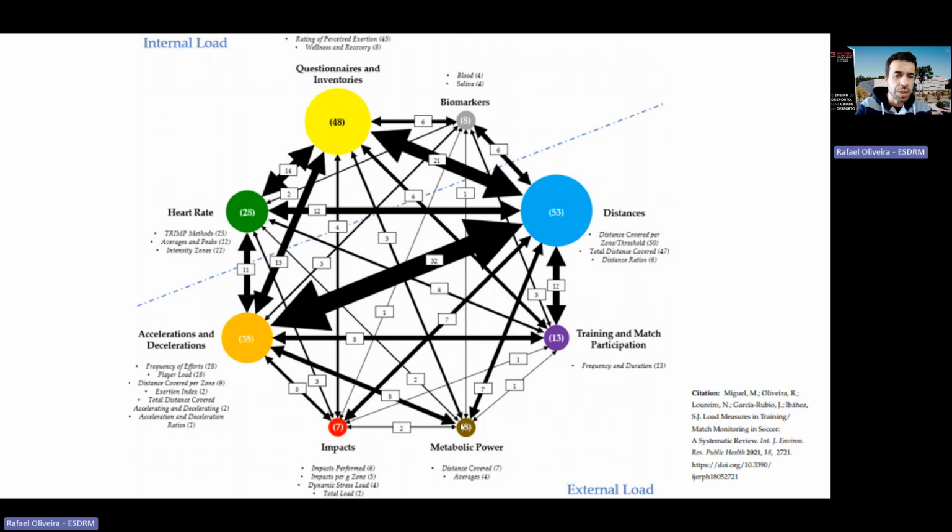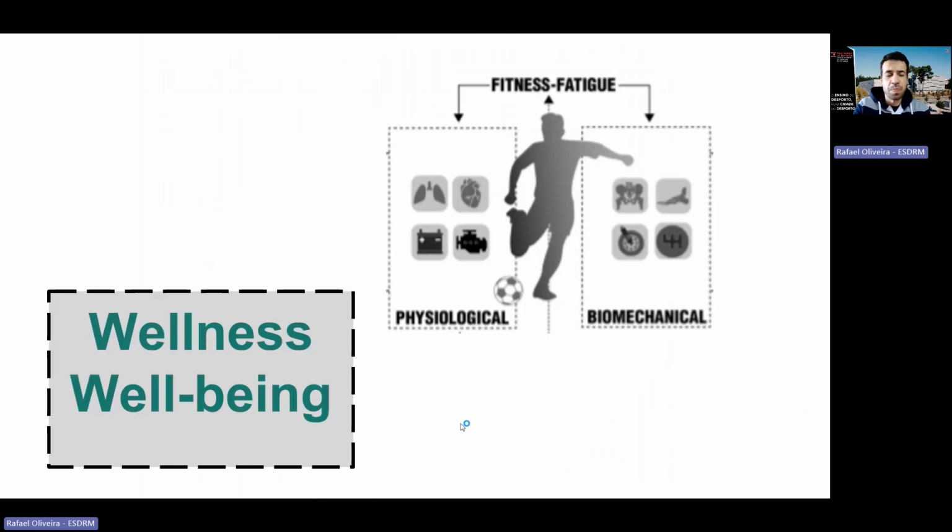Of course, please consider that wellness and recovery are not internal load measures, but there were some studies that considered them, and that's the reason why we include them in this figure. So this is just for you to understand what kind of metrics we are talking about. Once again, wellness and well-being are not considered load measures. They are considered wellness or well-being measures, but still, together with internal and external load metrics, they can give us extra information about the player, different kinds of perceptions.